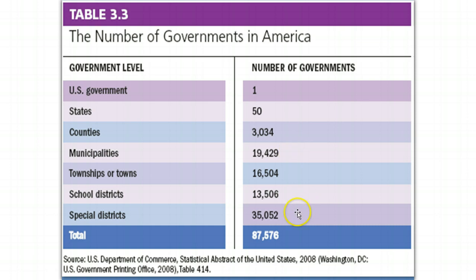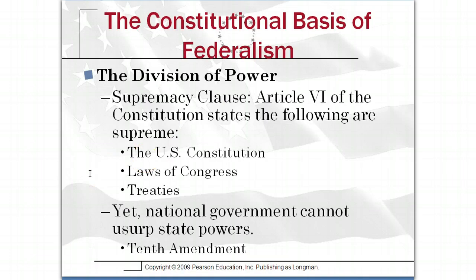Municipalities would be cities. And 35,000 special districts, and those maybe would be police districts or voting districts and things like that. So over 87,000 different levels of government in the United States. So federalism is very prevalent in our country. So how do we know we have federalism? Because the Constitution tells us so.